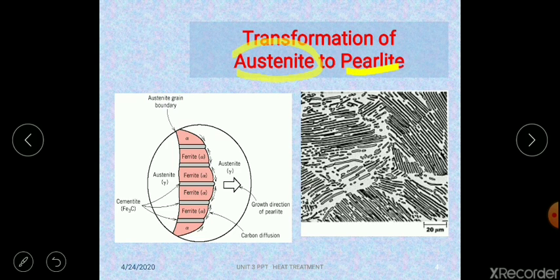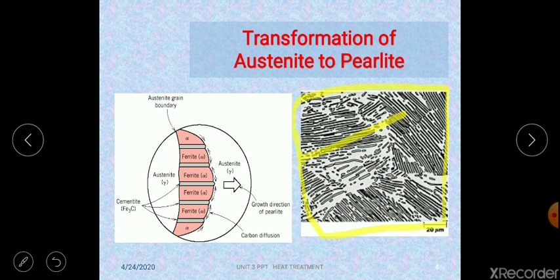So the first type of product is the transformation of austenite to pearlite. Now what exactly is pearlite? First we'll try to understand this. Pearlite is nothing but one type of phase, which consists of alpha ferrite, as discussed in the iron carbon diagram, and in combination with that, the gray color indicates the cementite. The actual microstructure is shown over here. It is a lamellar type of microstructure, that is, line type patterns are observed in which alternate lines indicate alpha ferrite and cementite.